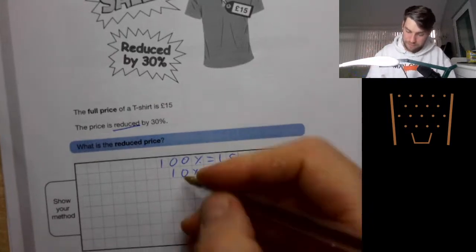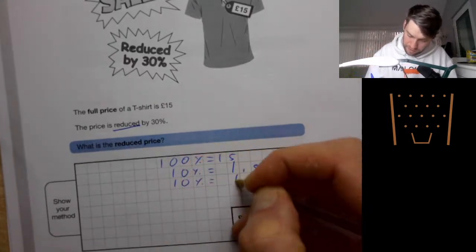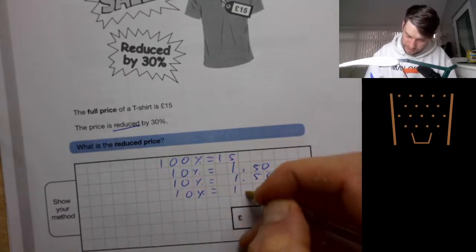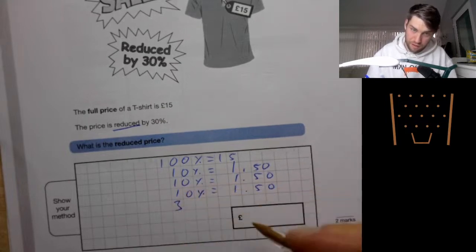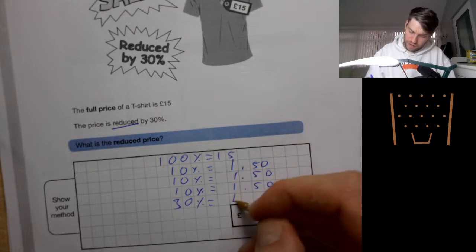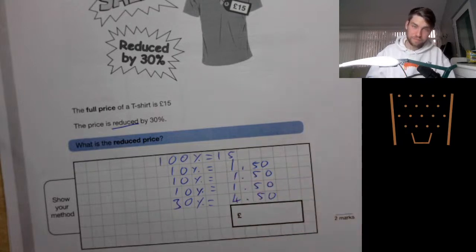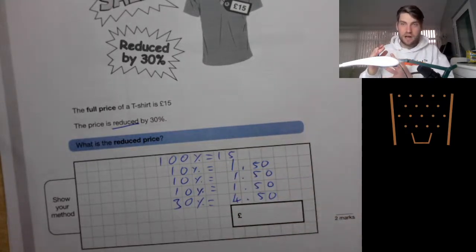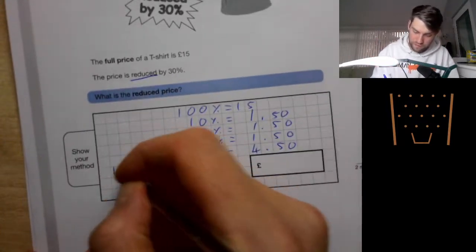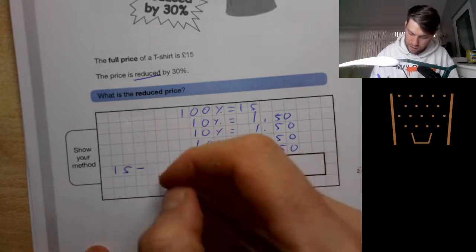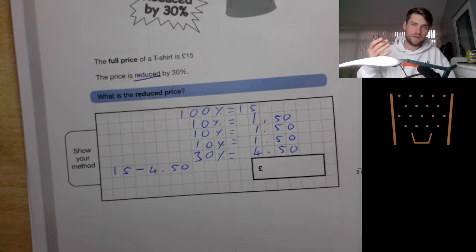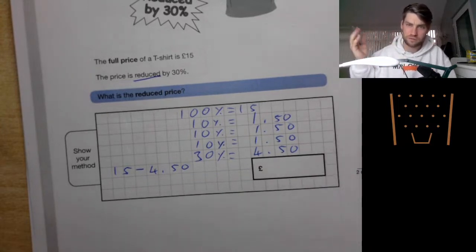So I want 3 of them. 3 10%. Because 3 10% will get me 30%. So if I add all them together, that'll be £4.50. So then that's my discount, £4.50. Take that off the full price. So then I'll just do £15 minus £4.50. You don't have to do column subtraction every time. If it's something you can just work out quick, just work it out.